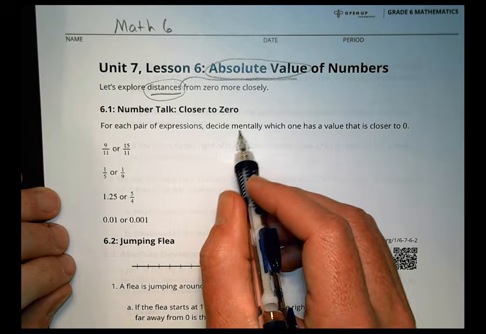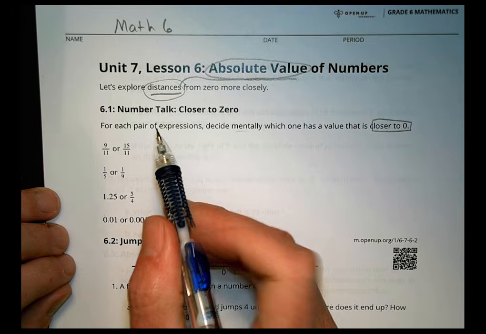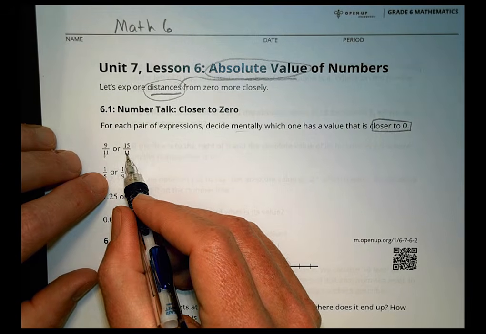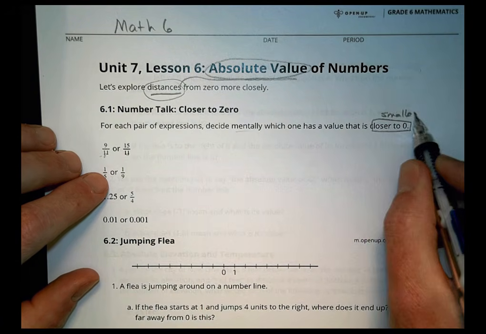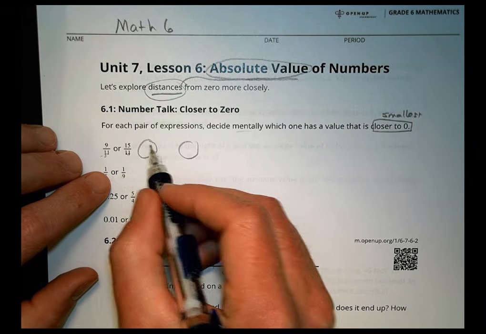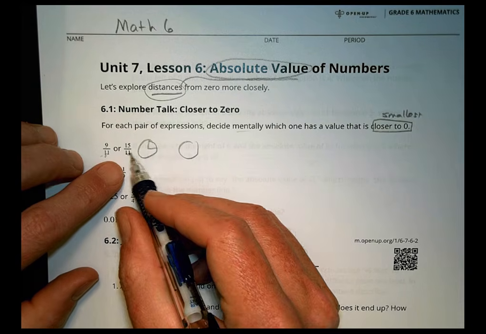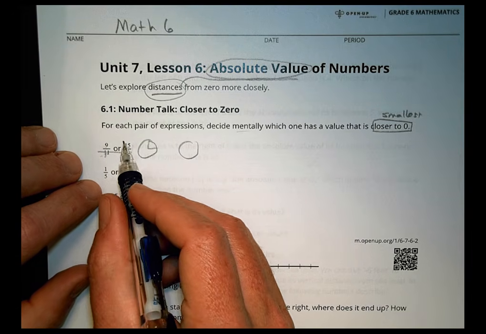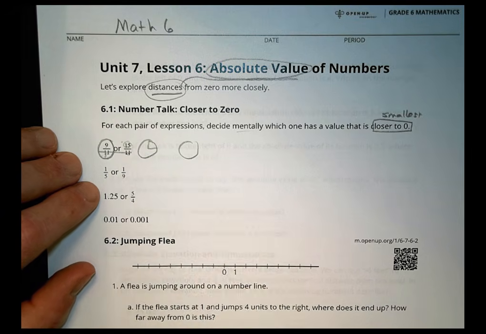For each pair of expressions, decide mentally which one has a value that is closer to 0. Now, you have to kind of think through them. For the first one, we have the same denominator here, right? And closer to 0 is going to be the smallest overall. So if this was like a pie divided up into 11 slices, this one would have 9 out of 11 slices, and the other one would have 15 out of 11. Wow, that's even bigger than that one, right? So when the denominator is the same, you can compare the top numbers and go, well, this is a lot larger, which makes this one closer to 0 overall.